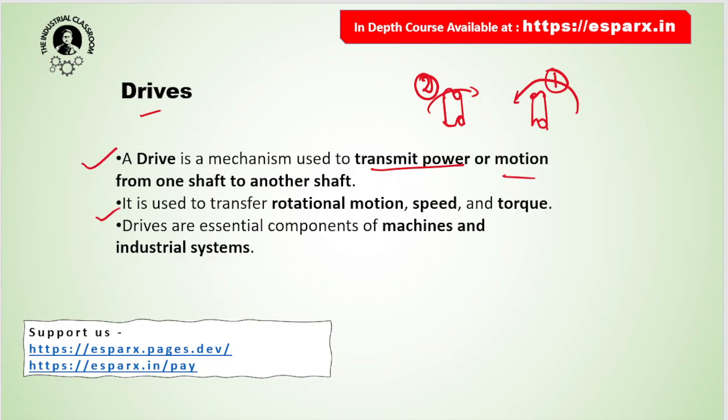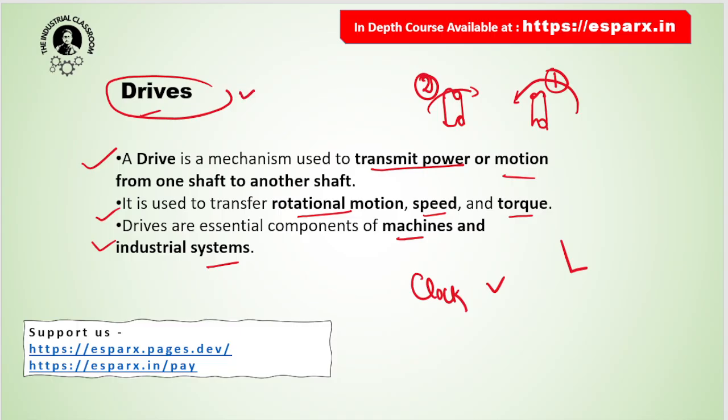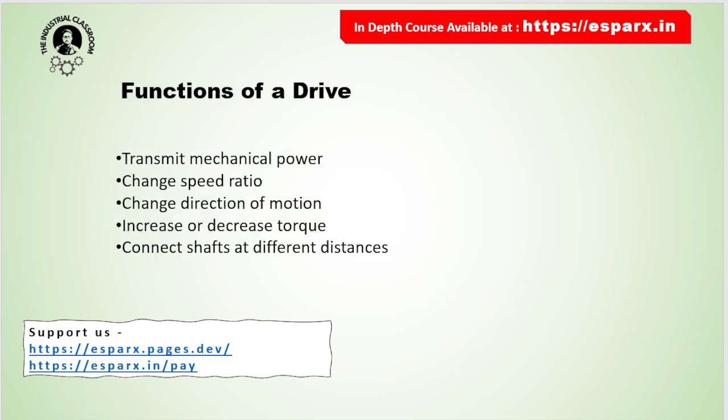Next, it is used to transfer rotational motion, speed and torque. Remember, this is about drives and not only gears. Gear is a part of a drive. Drives are essential components of machine and industrial systems. Not only machines, whenever you are watching some moving machinery, like a clock, there is the hour hand and the second hand, and these are all moving. These won't be possible without drives, because movement of one causes the movement of the other. So the main thing here is the transmission of power, motion, rotational speed and torque.